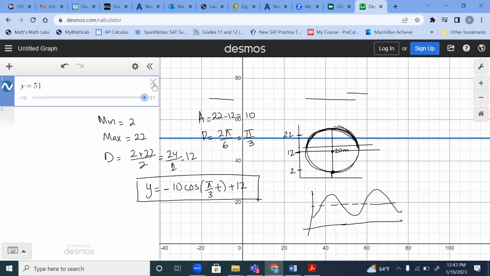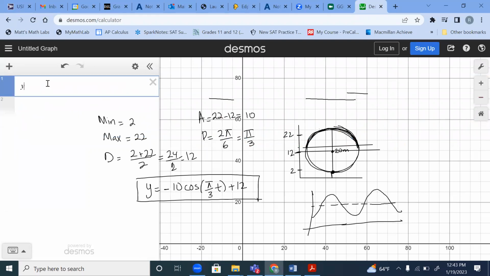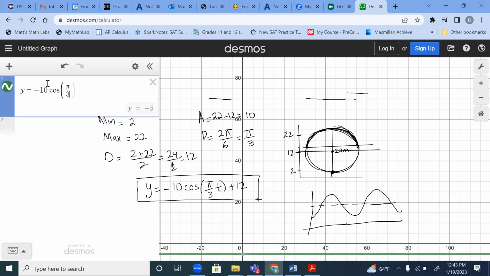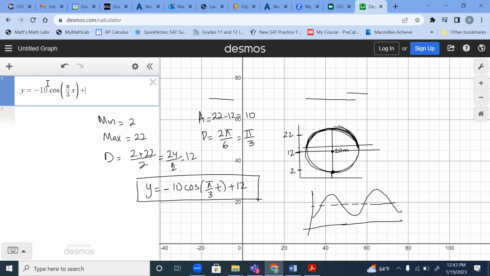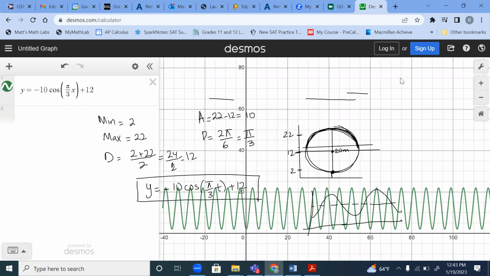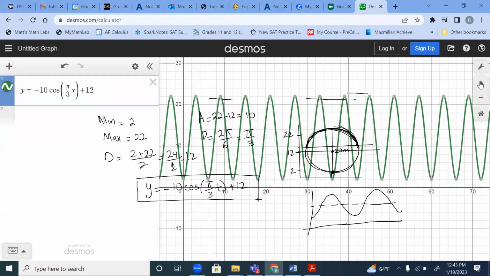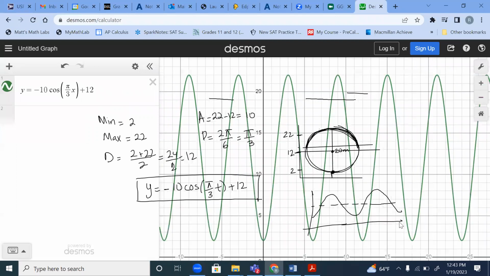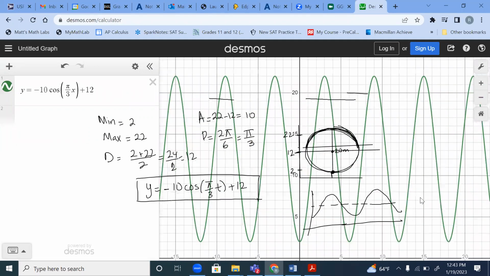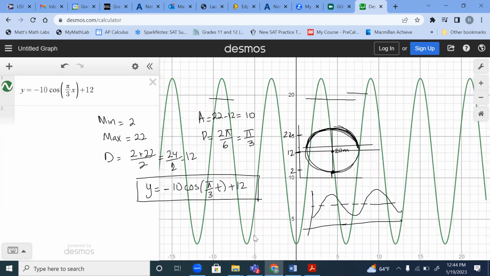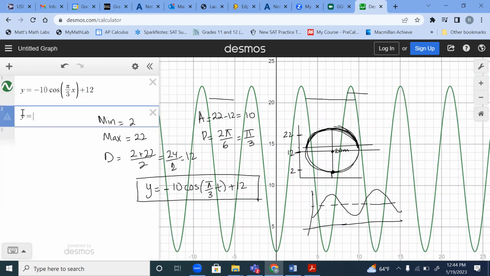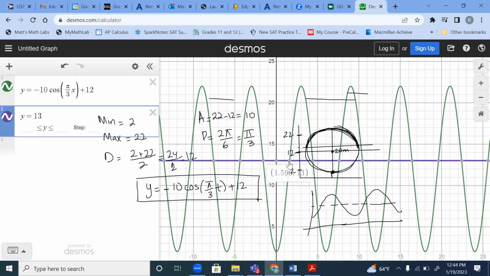So here I'm going to type this function: y equals negative 10 cosine of pi over 3x plus 12. In order to figure out where it's going to be 13 meters, sorry, I know that you can see all this writing on it, but I don't want to erase it. I'm just going to graph y equals 13 and find those 2 points. First it's 1.596, and the second I see is 4.404. So the difference between the two is our answer.